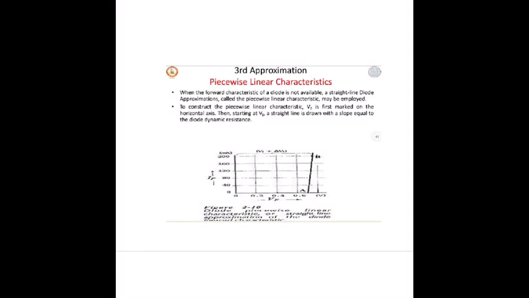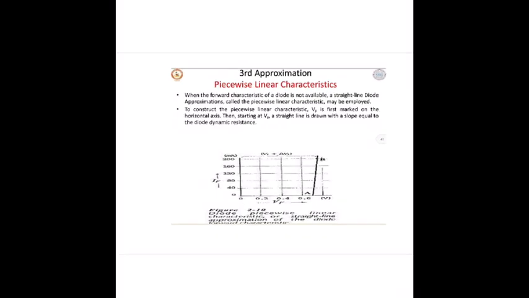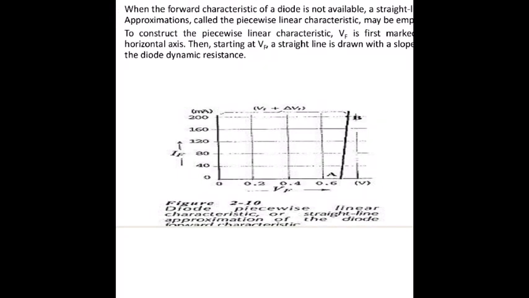Here, when the forward characteristics of diode is not available, the straight line diode approximation called piecewise linear characteristics may be employed. To construct the piecewise linear characteristics, first mark on the horizontal axis the point VF. A straight line is drawn with the slope equal to the diode dynamic resistance. So you can see the diagram here. This is the graph of the piecewise linear characteristics.